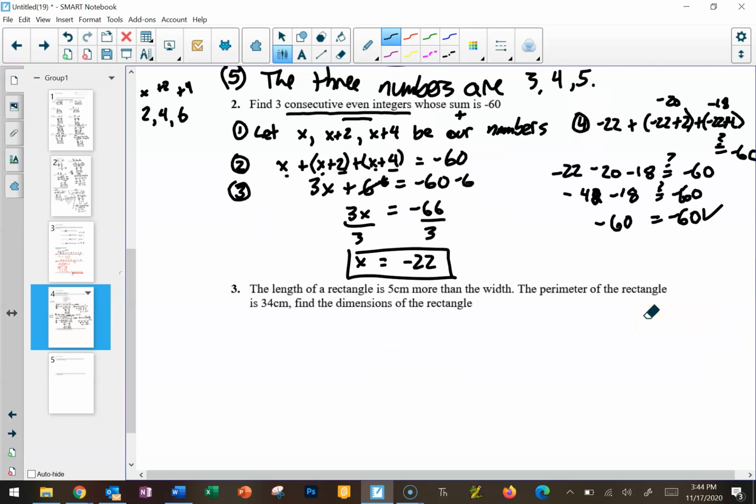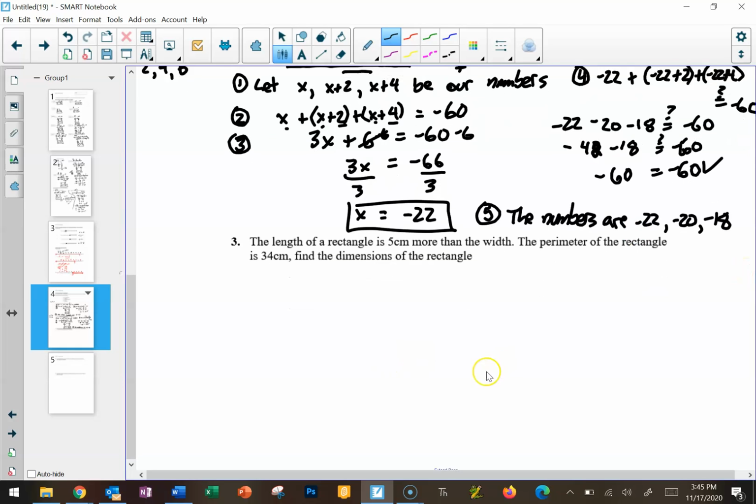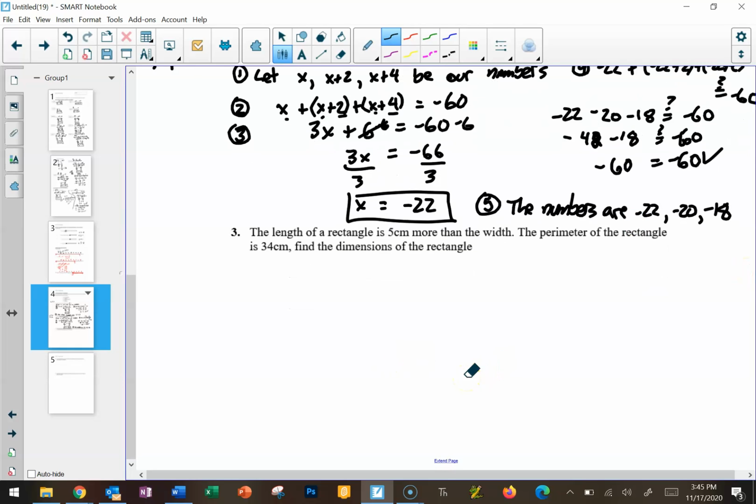Don't forget the fifth step. The numbers are negative 22, negative 20, and negative 18. All right, these are 3 consecutive even integers, but because they're negative, the numbers are getting smaller as it gets closer to the 0.